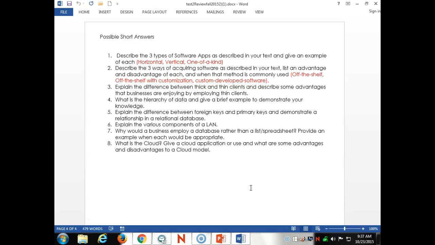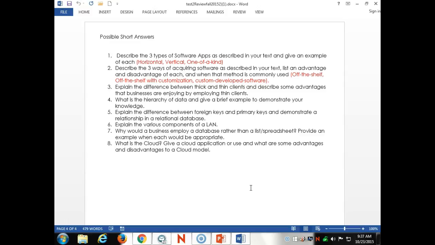Explain the difference between thick and thin clients. Describe some advantages of business growing by employing thin clients. What is the hierarchy of data? And give a brief example to demonstrate your knowledge. Explain the difference between foreign keys and primary keys and demonstrate a relationship in a relational database. Explain the various components of a LAN. Okay, that one slide kind of does that for us.